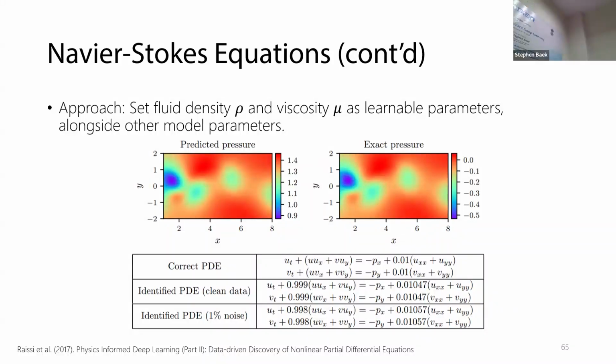And this is nothing more than, in terms of the PyTorch syntax, just setting requires grad equals true for rho and mu, and then you update rho and mu together as you train the neural network. We're going to see the actual implementation, something equivalent to this in Python.